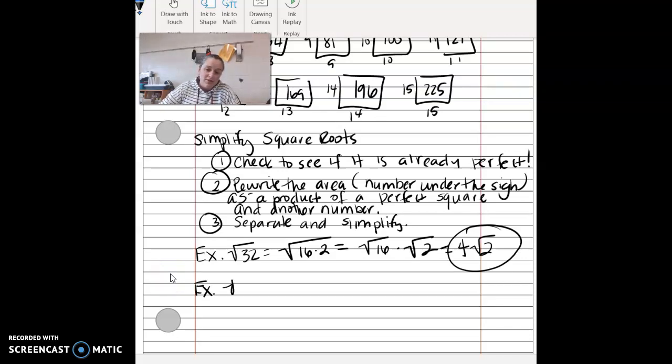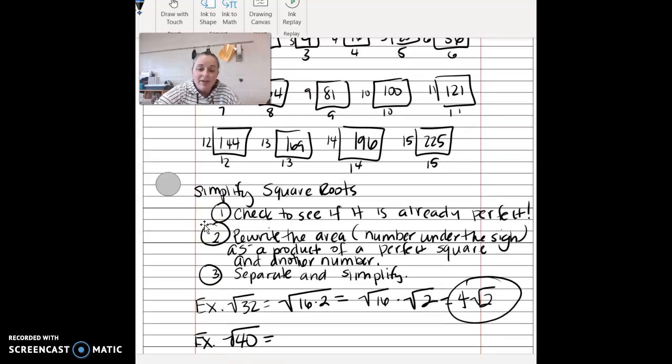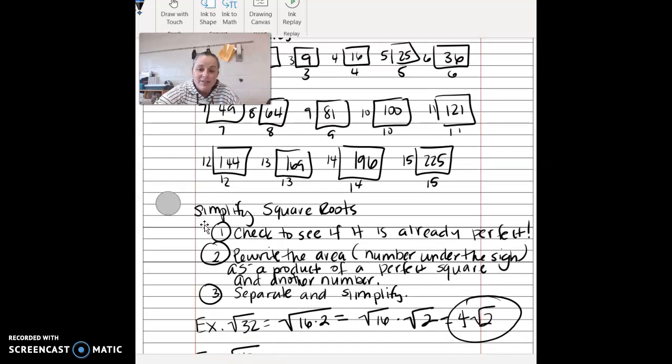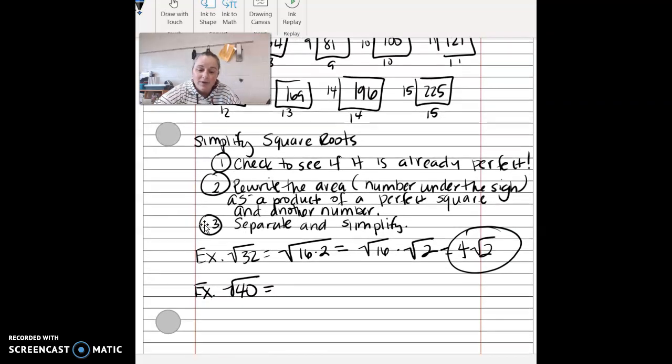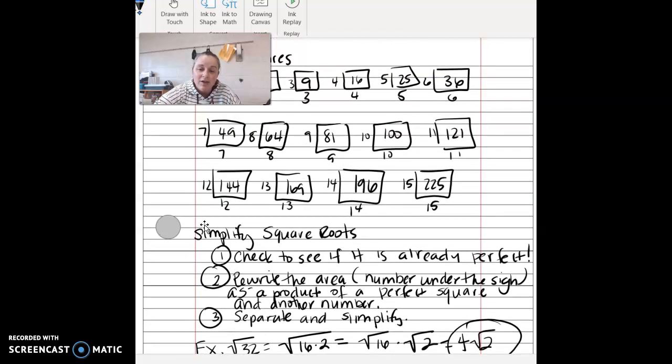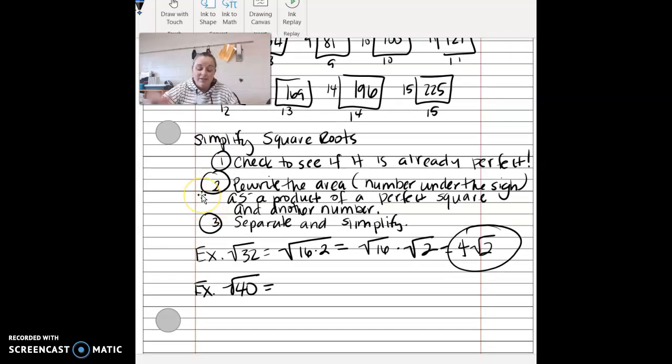All right, let's try the square root of 40. Is there a nice number that you can multiply by itself to get 40? 6 times 6 is 36. 7 times 7 is 49. No, it's not. So what we have to do is simplify. All right, so I go back and look at 40 divided by 36. Is that a nice number? No. 40 divided by 25? No. 40 divided by 16?